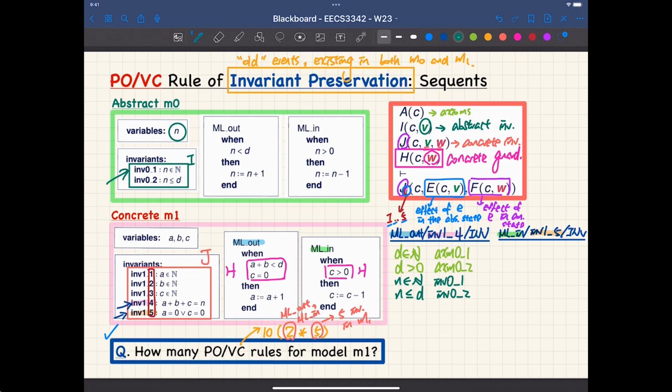Okay, next one, it's pretty standard, like a routine. The next one will be the concrete invariance. We want to put every one of them. Okay, be patient, let's now do it. So now we say A should be a natural number, B should be a natural number, and also C should be a natural number. And then A plus B plus C equals N, A equals 0, or C equals 0. All right? So these are the concrete invariants. For now, just for spacing, I wouldn't put the names for the labels.